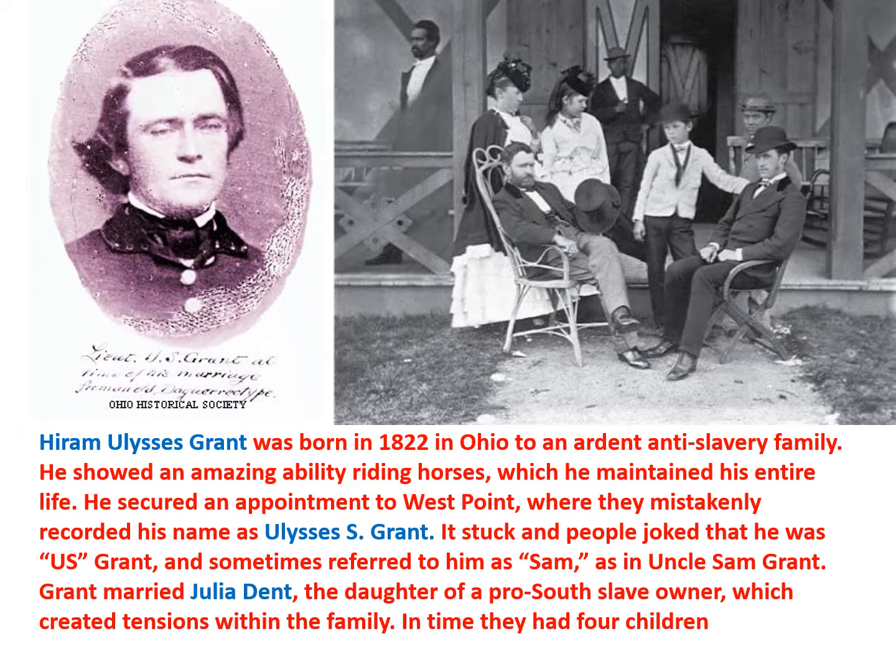Grant married Julia Dent, the daughter of a pro-South slave owner, which created tremendous tension within the family. In time, they had 4 children. Here you can see a picture of Grant as a very young man on the left, and a bit later when he was president, with his family, who are obviously grown up.